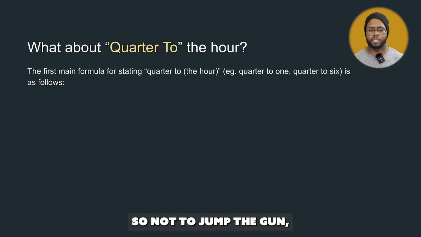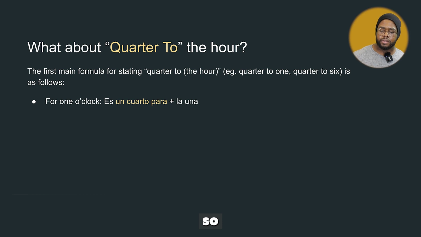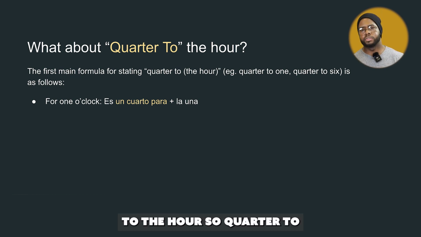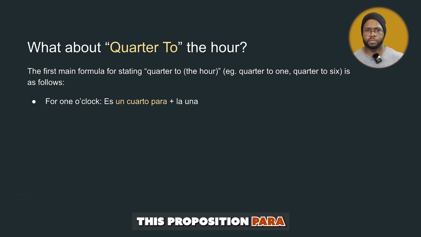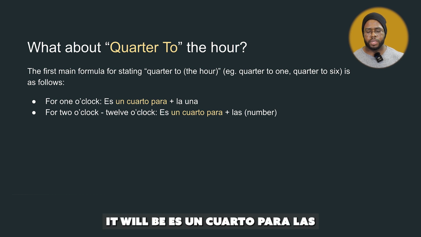So not to jump the gun, let's go into the first formula, right? So quarter to the hour, we would literally say it is a quarter and then to the hour. So quarter, so one would be es un cuarto, but then we're going to use this preposition para la una. Es un cuarto para la una. From 2 to 12, it will be es un cuarto para las, and then the number.